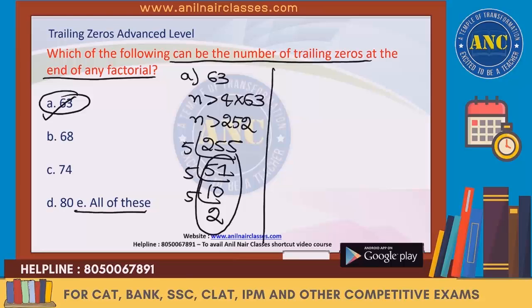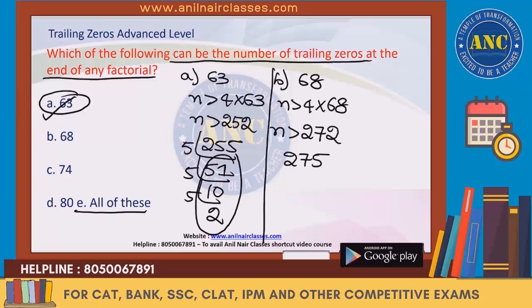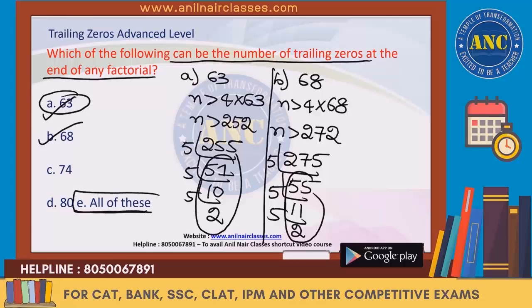Let us do the second one. If it is 68, n is greater than 4 into 68, so n is greater than 272. What is the multiple of 5 greater than 272? 275. 55 5s, 11 1s, and 2 more 5s, so 66 plus 2, 68. This is also possible, right? If two are possible, obviously the answer will be all of these, because there is no option A and B, or A, B, or C, or A, B, and D. I hope it is clear, right?